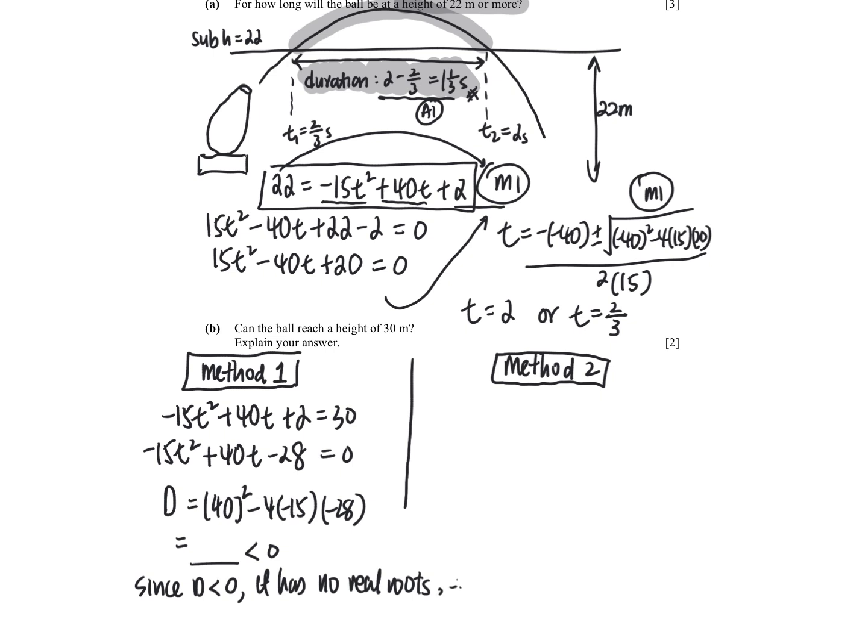So therefore, since d is less than 0, it has no real roots. Therefore, it cannot reach 30 meters. Okay, there's another group of you who from the beginning already completed the square. You don't want to waste that effort, right? So from here, you could also do completing the square.